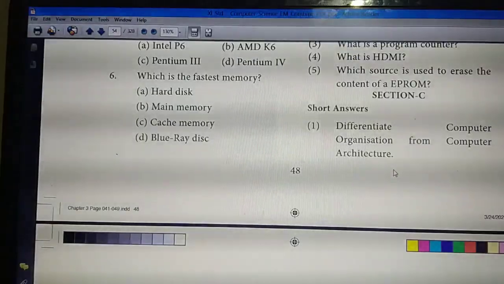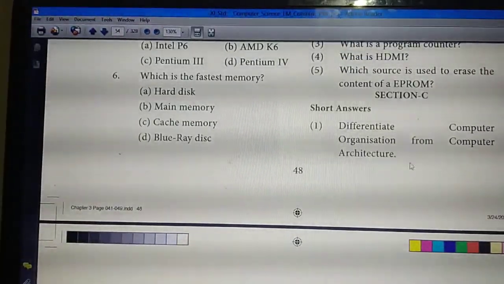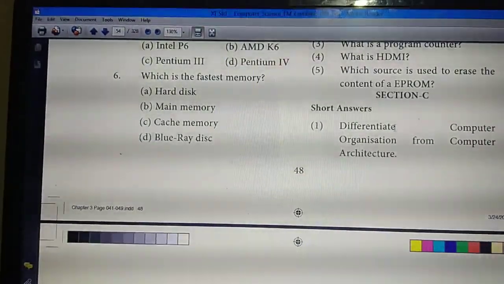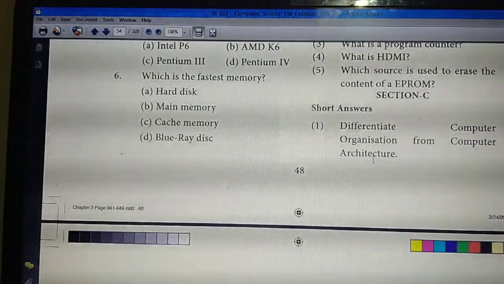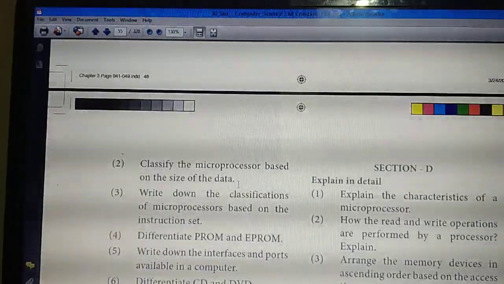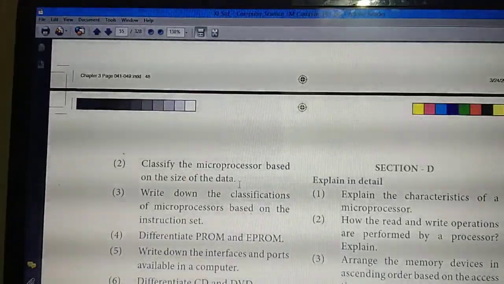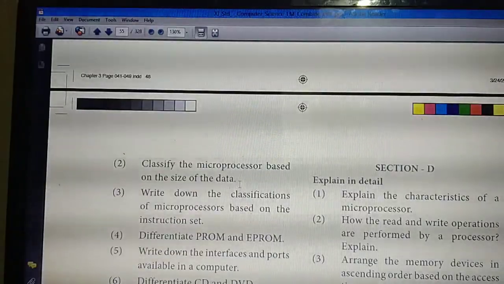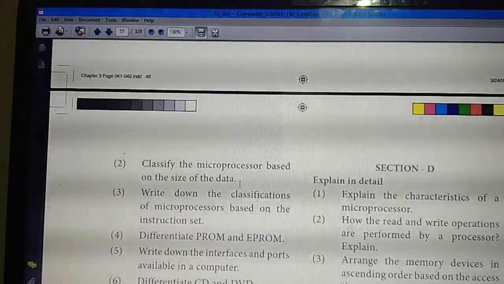Page number 41. Write it right here. Have you all written? Next, second question: Classify the microprocessor based on size of data. Page number 43.